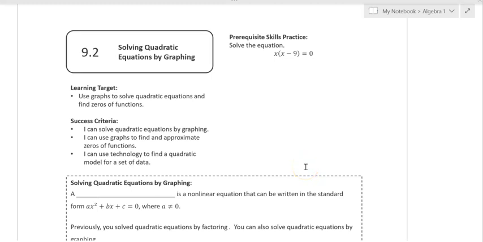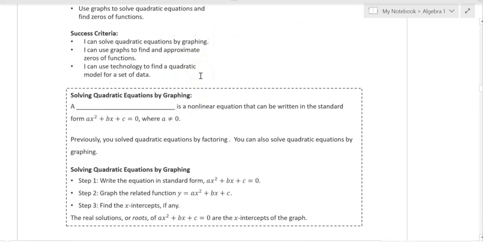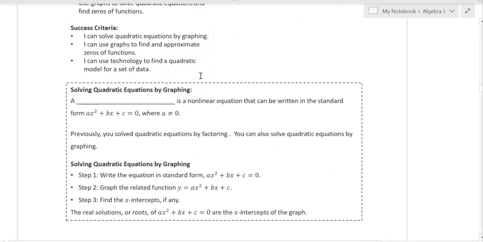Algebra 1 9.2 notes. So we are solving quadratic equations by graphing. When we talk about a quadratic equation, which we've talked about a lot of times, it's a nonlinear equation, and it's in the standard form ax squared plus bx plus c. We solved these by factoring in the last chapter, but we can also solve them by graphing. So here are the steps to solve by graphing.